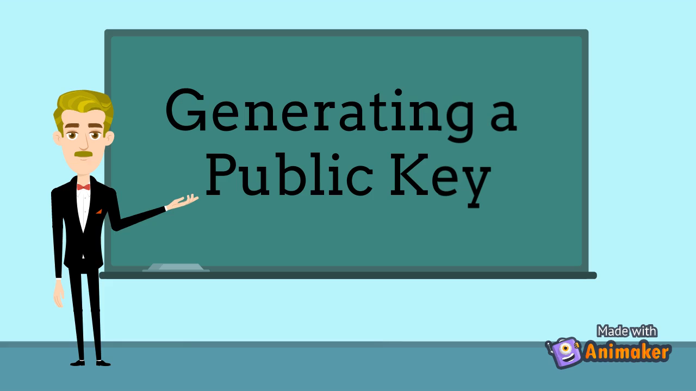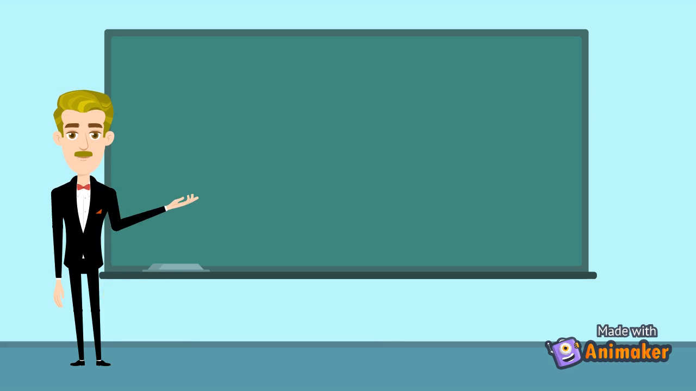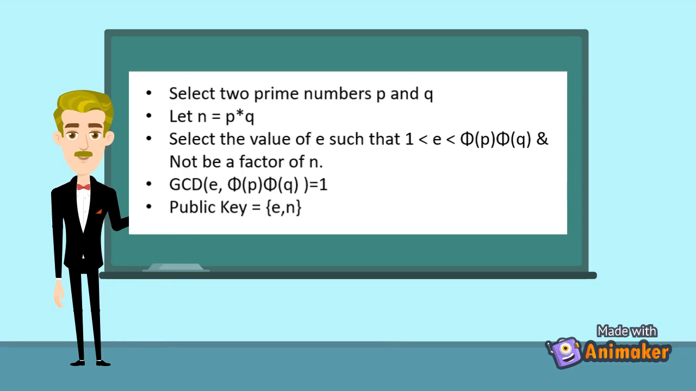To begin, let us start generating a public key. These are the steps in generating a public key. First, you have to select two prime numbers and assign them as P and Q. Second, let n be equal to P times Q. Third, select a number to assign to E such that E is greater than 1 but less than phi of P and phi of Q. Also, it must not be a factor of n. Fourth, the greatest common divisor of E and phi of P and phi of Q must be 1. Finally, the structure of the public key is E, n.